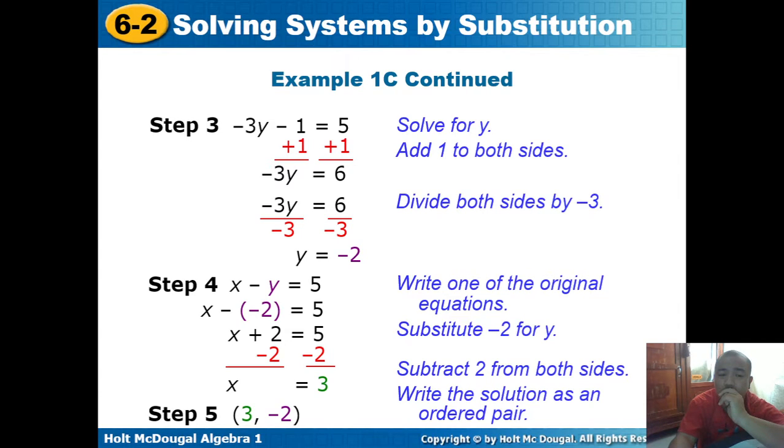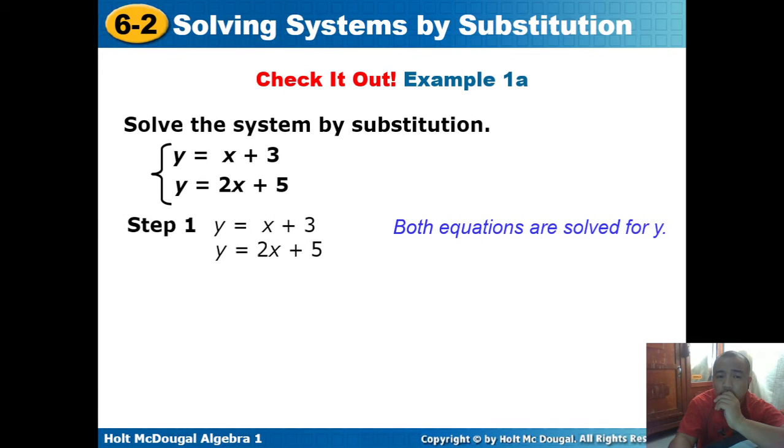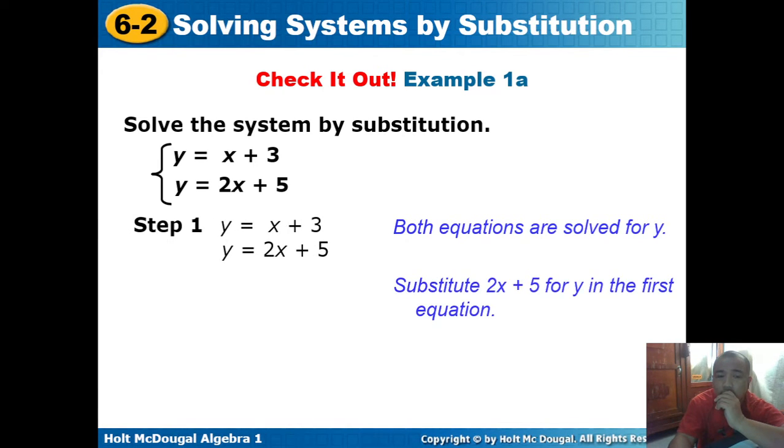So, example 1C, the answer is 3, negative 2. Next, solve the system from 1A. y equals x plus 3, y equals 2x plus 5. Both equations are solved for y. Substitute 2x plus 5 for y in the first equation.